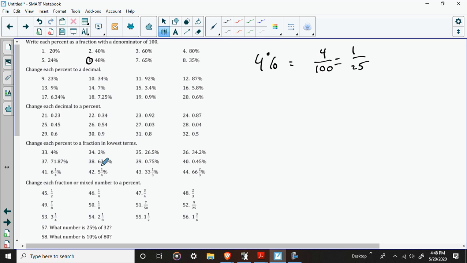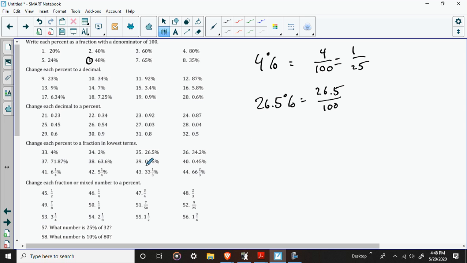Again, if we took something like 26.5%, okay, what is that? That's 26.5 100ths. Okay. And again, this becomes a little bit harder to reduce. You can reduce it, but I would say probably leave it just like that. That's totally fine.